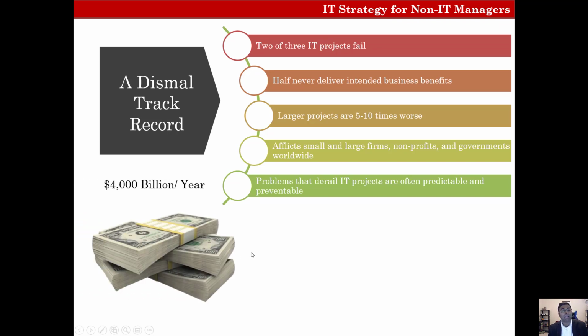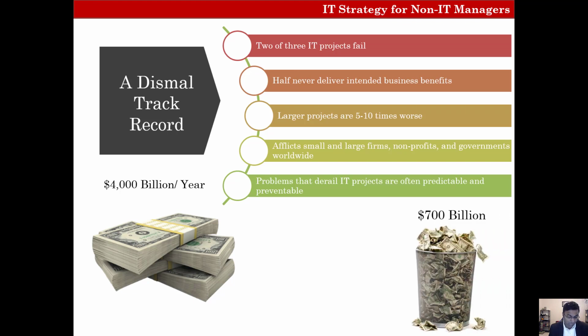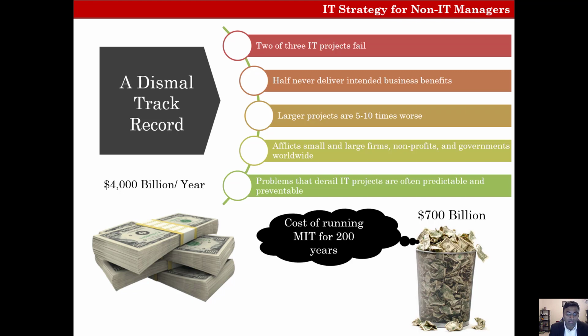So in IT, about $4,000 billion, $4 trillion, are spent. And if we conservatively estimate, about 25% are wasted. That's about 700 billion. This would run MIT tuition free for more than 200 years. And that's the amount which is being wasted. A minuscule improvement in this kind of bad track record could have outsized societal payoffs.